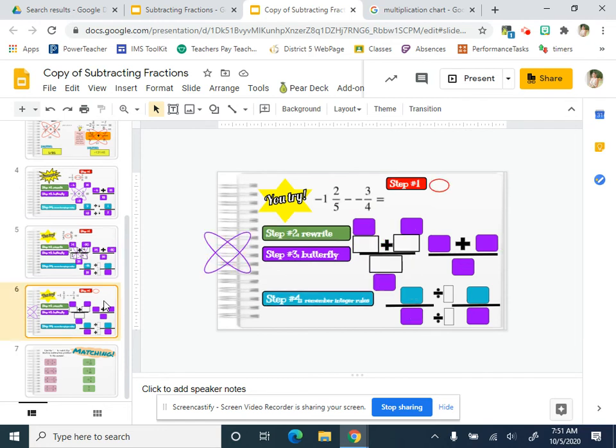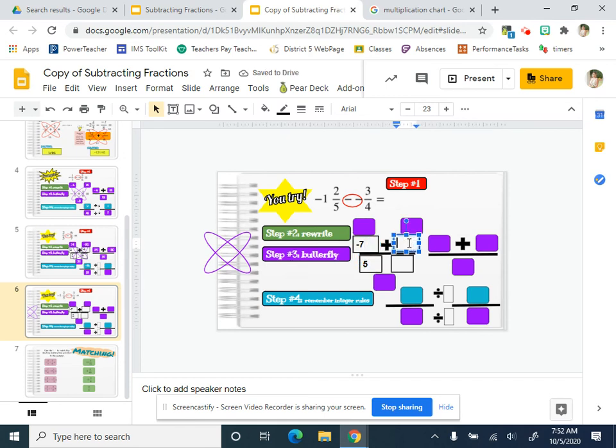Okay, on slide 6, before you can do this problem, and remember, you're going to have to make these 2 boxes. Before you can do that problem, you're going to have to convert this to an improper fraction. So once you circle and you see you have a double negative, that's our first step, make sure you convert this to an improper fraction. So let's do that real quick. We're going to multiply 1 times 5, that's 5, plus 2 gives me 7, and it's negative 7. And then 5 on the bottom, and then a double negative makes a positive 3 over 4.